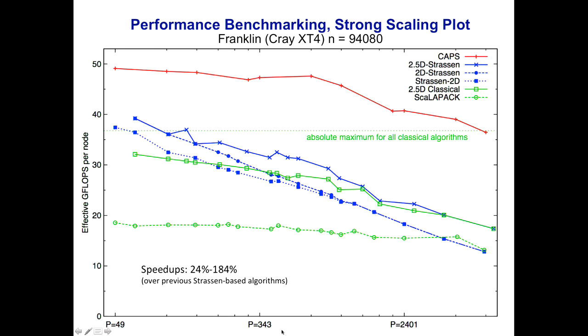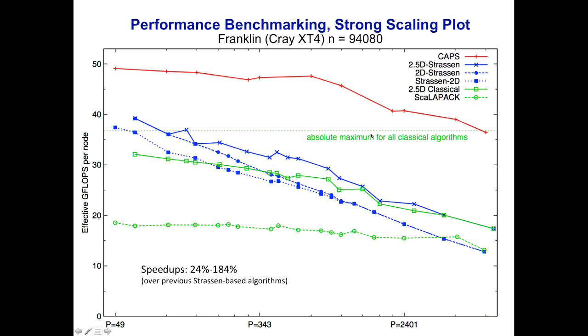So now the question is, is this lower bound attainable? Let me show you some performance data. This is a strong scaling plot on Franklin, an old Cray XT4, for a really big matrix, 94K by 94K. The horizontal axis is the number of processors on a log scale. The vertical axis is the effective gigaflops, so 2n cubed divided by the time. This is so I can compare an n-cubed algorithm fairly with a Strassen-like algorithm. So up is good. Up is inversely proportional to time.